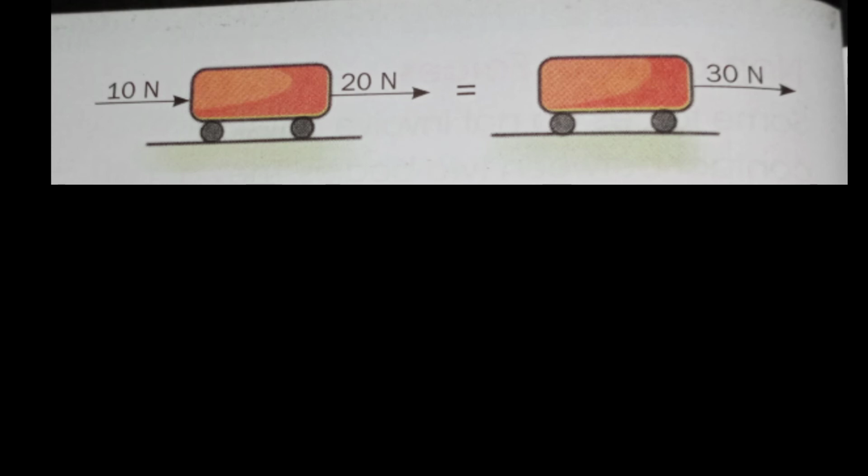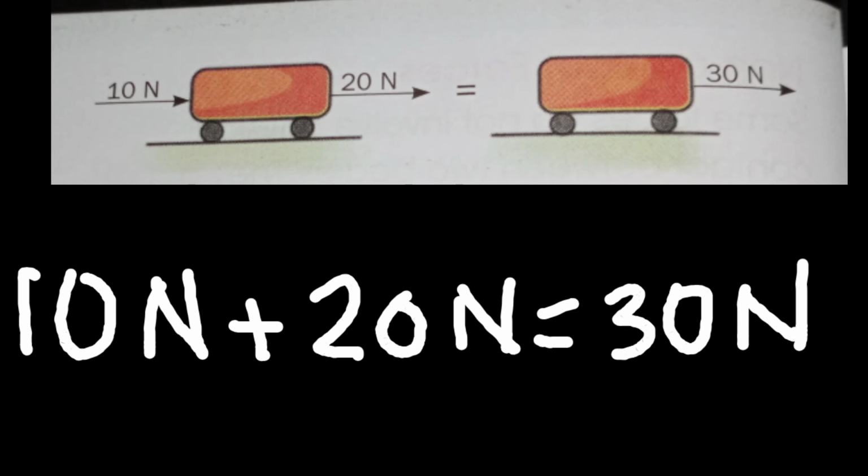Okay. To find the resultant force, when the forces are acting in the same direction, what do you have to do? You have to add. So 10 plus 20 is what? 30 Newton. N is the symbol of Newton. Okay. And this is the SI unit of force.